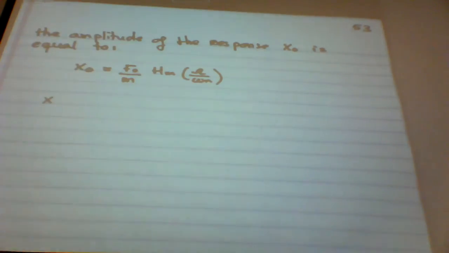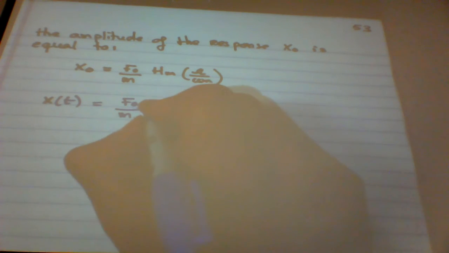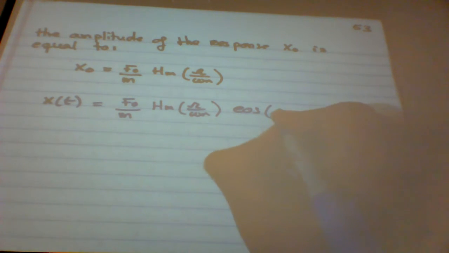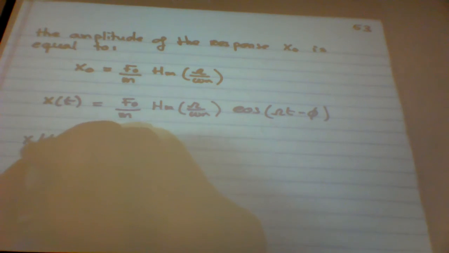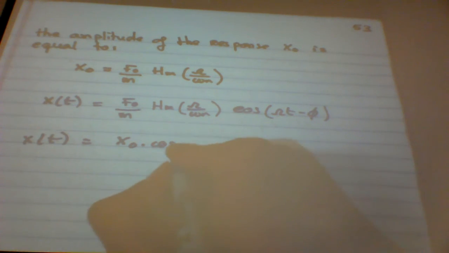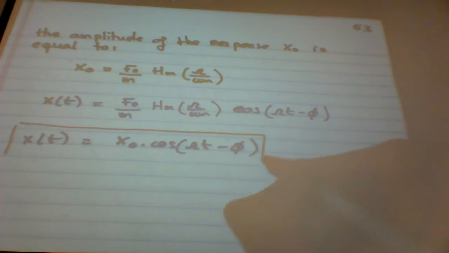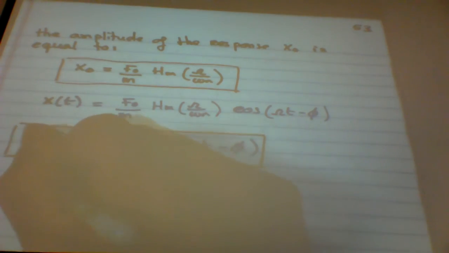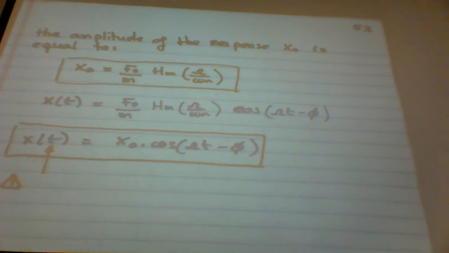All right? So something important on the assumed solution here. The solution we have at the end, x of t, if you want, we have f sub naught over m, h, omega n, cosine omega t minus phi, or you could say x of t equal x of naught cosine omega t minus phi, where x of naught is this. I know you know the answer now, but maybe in a few days you might forget.